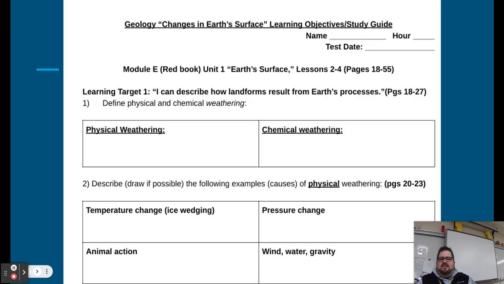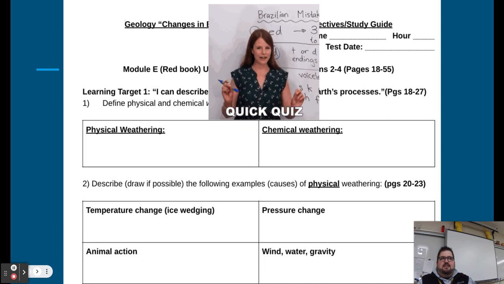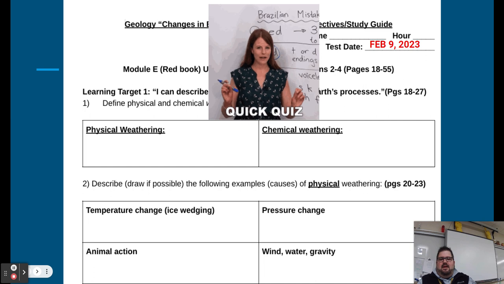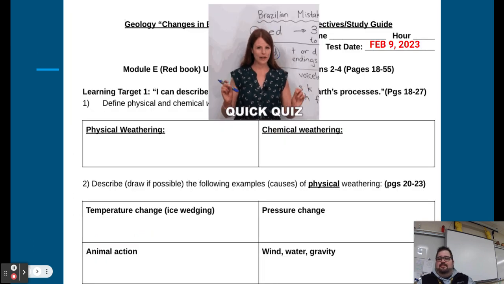Then talk a little bit about the study guide. Remember, we just have this quick quiz that'll happen next Thursday, which will be the day before Exploratory Day, so February 9th. And really, with that cut paste sheet, you should be able to do the entire front page of your study guide. So all that information is right there.